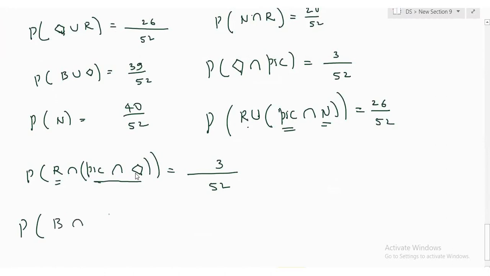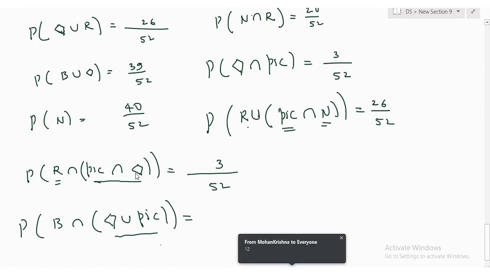Black intersection diamond union picture. First, look at this. How many are there? How many are there? How many are there? Total, how many cards are there?